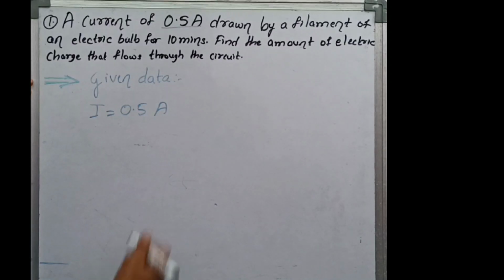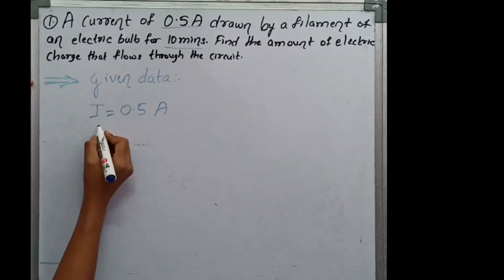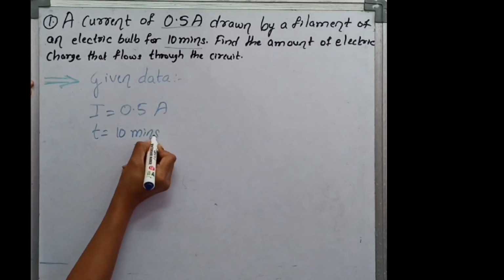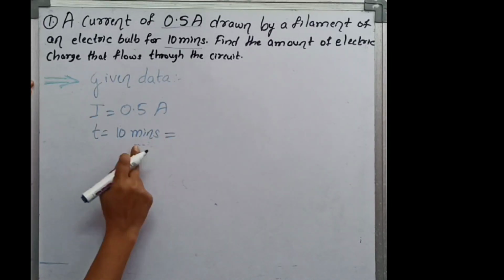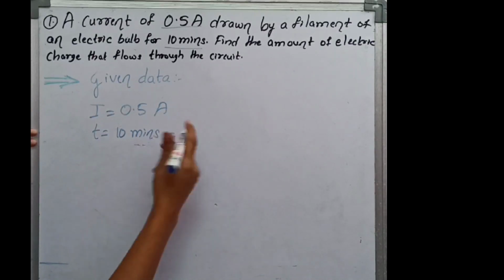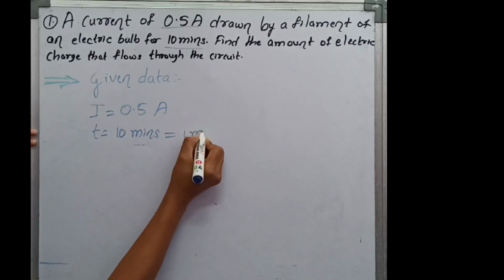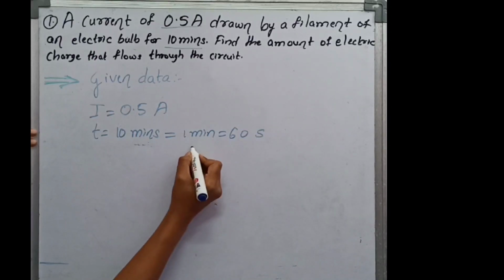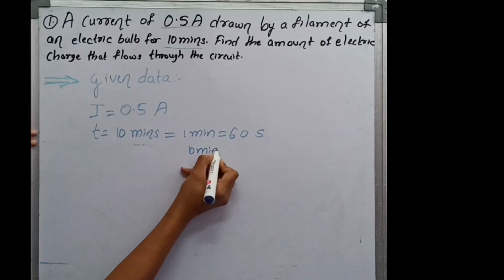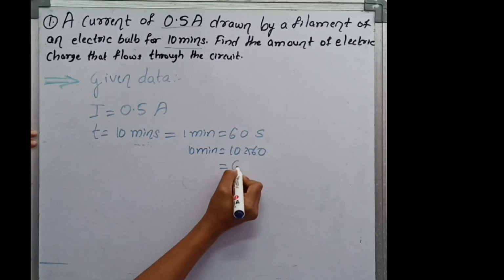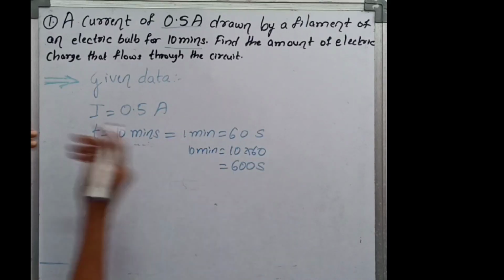Next, 10 minutes, that is nothing but T. T equals 10 minutes. Minutes is not the standard unit. The standard unit is seconds, so we need to convert it into seconds. 1 minute equals 60 seconds. The same way, 10 minutes equals 10 into 60, which is 600 seconds.